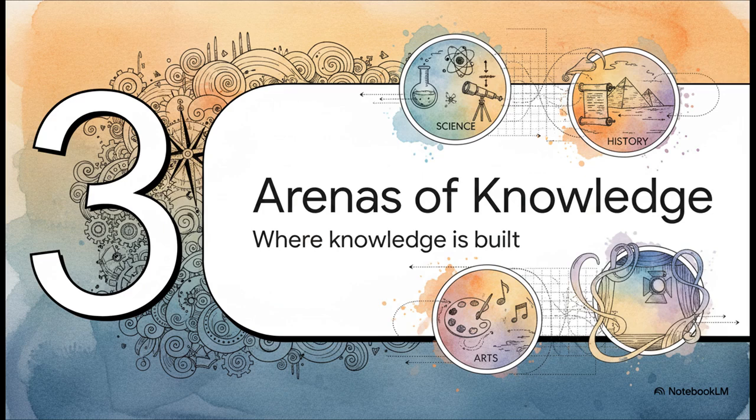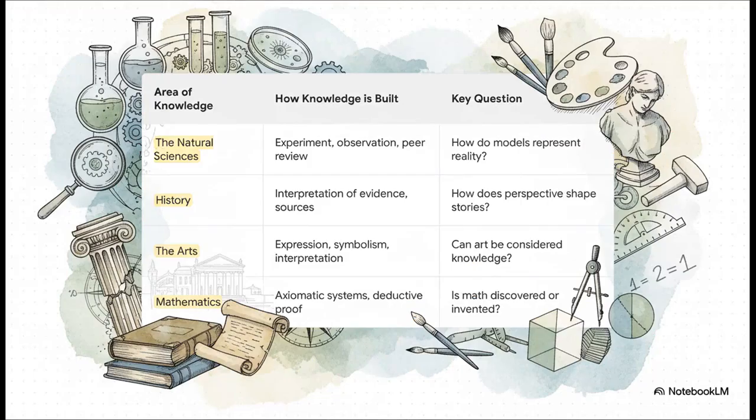Okay, so where do we actually use these tools? Well, we use them in different arenas of knowledge. A good way to think about this is like different sports or different games, like science or history or the arts. Each arena has its own unique rulebook for what counts as a solid point or a valid piece of evidence. And this is where you can really see how the rules of the game change depending on where you're playing. In the natural sciences, you build knowledge with experiments you can repeat, with careful observation and a whole system of peer review to try and be as objective as possible.